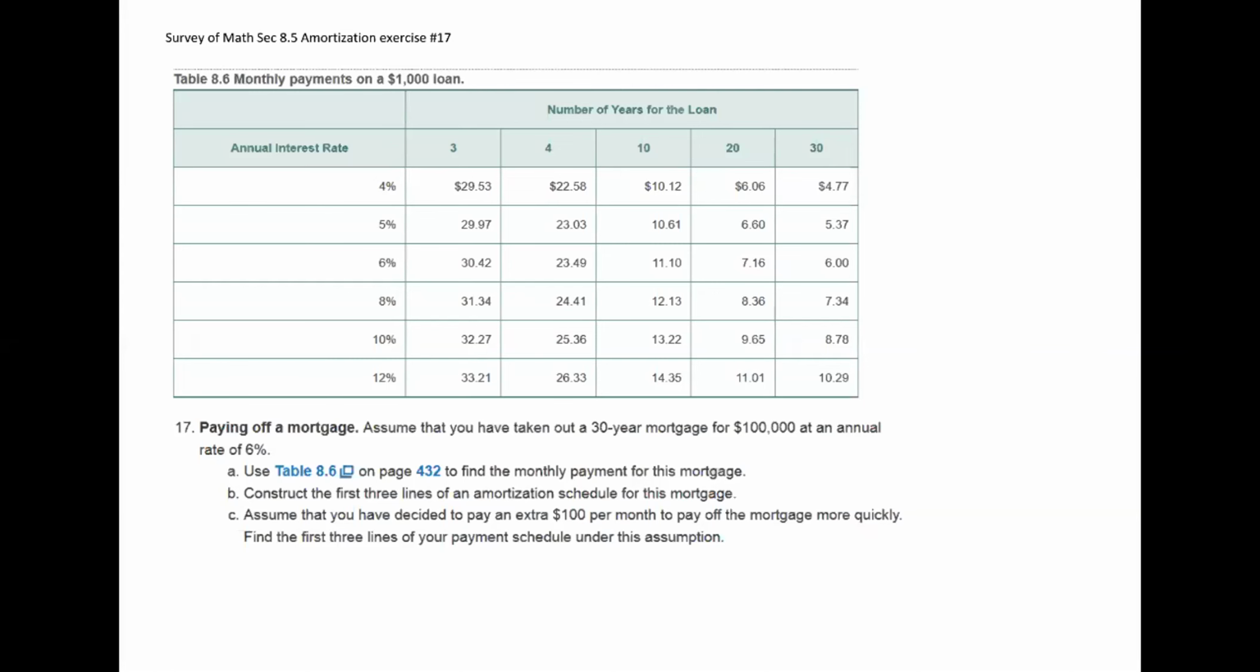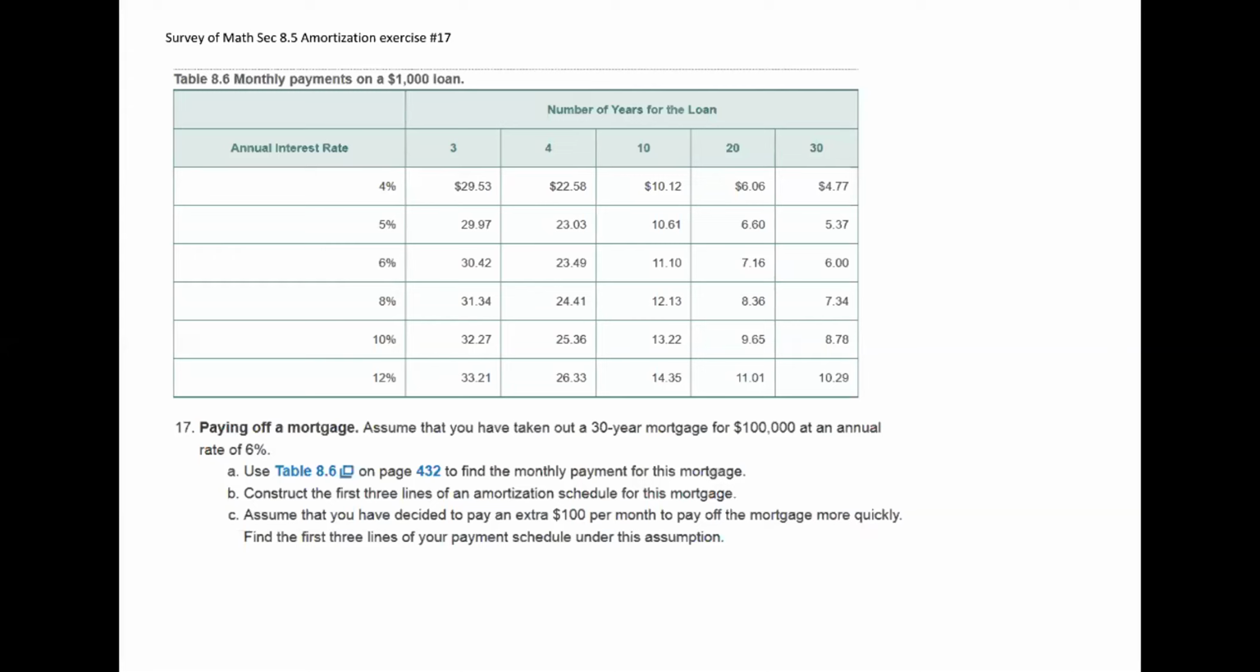Let's take a look at section 8.5, exercise 17, which is an amortization problem. So it's a paying off a mortgage problem. Assume that you have taken out a 30-year mortgage for $100,000 at an annual rate of 6%. Step A reads, use the table 8.6 above to find the monthly payment for this mortgage.